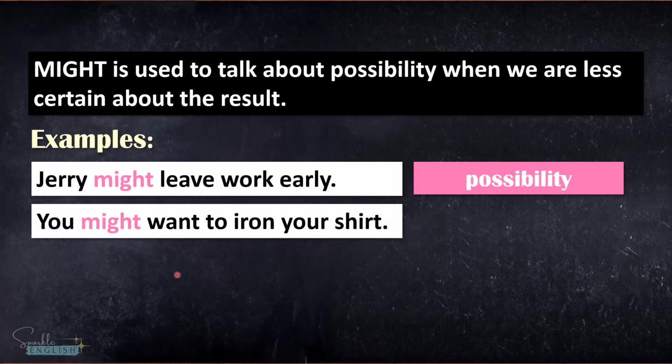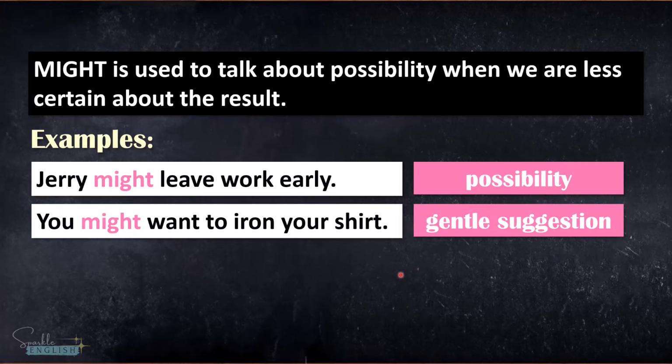Here's another example. You might want to iron your shirt. In this example, might is used to make a gentle suggestion. You might want to iron your shirt. Again, you could also use may. You may want to iron your shirt. However, might is even more gentle. It's just a slight suggestion.